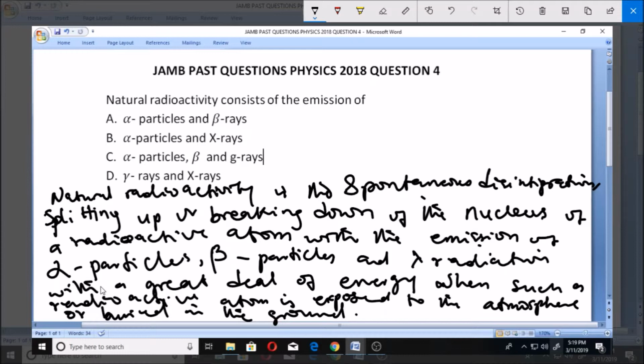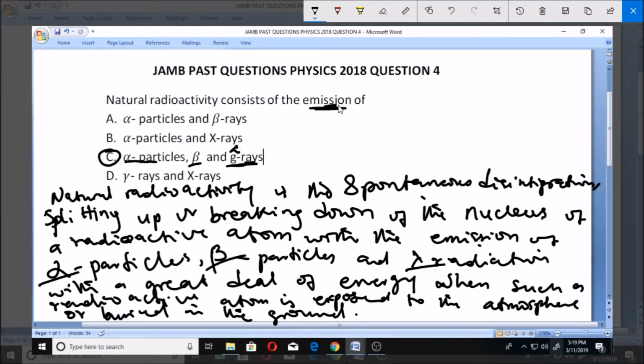with the emission of alpha, beta and gamma rays. So if you look at this, you see that number C has alpha, beta, this is gamma rays, but it's represented here with G, but this is actually gamma rays. So that makes C the option that has the complete specification of all the particles that are emitted, alpha, beta and gamma rays. Those are the things that are given out or emitted.